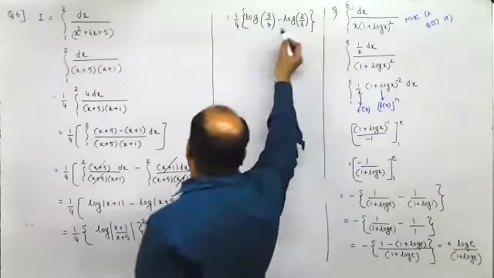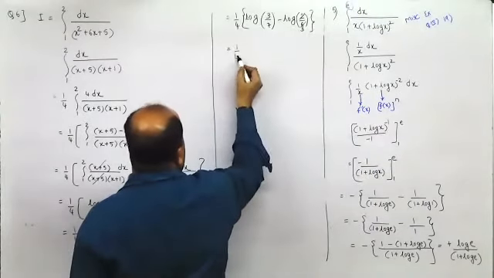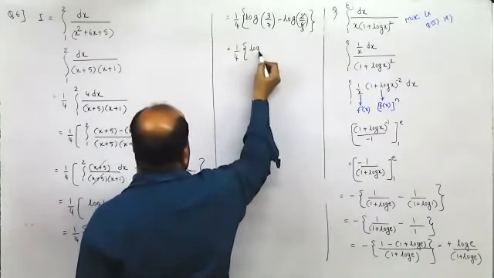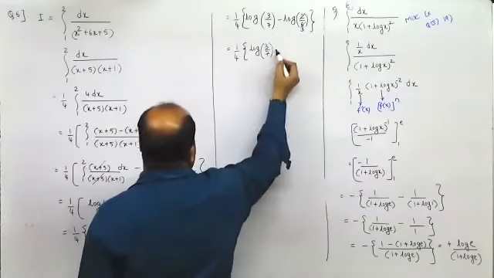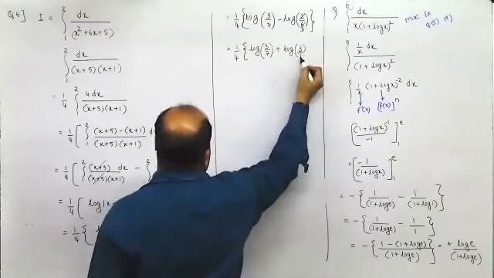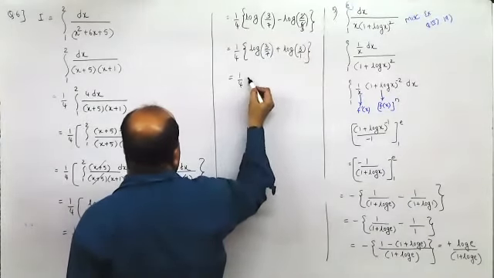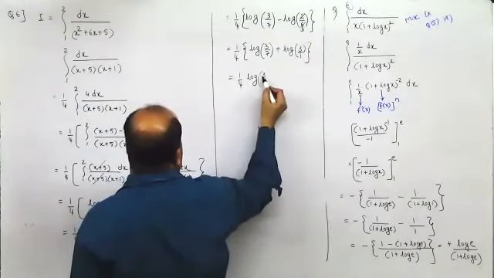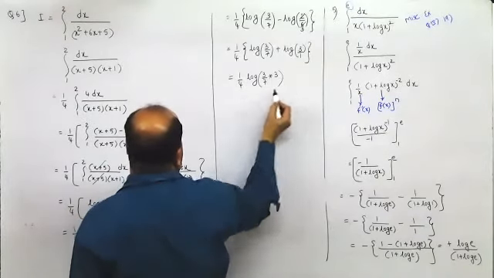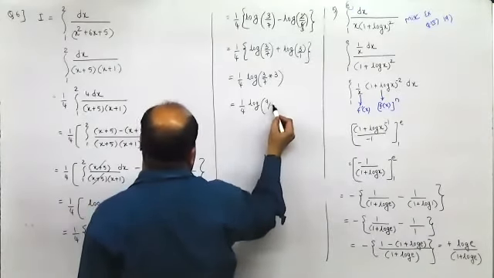Now this is log a minus log b. Since this is log a minus log b, I can write it as log a plus the reciprocal of this term. So I can write it as 3 by 1. Now log a plus log b is log a into b. So I can write this as log 3 by 7 into 3. This is 1 by 4, log 9 by 7.